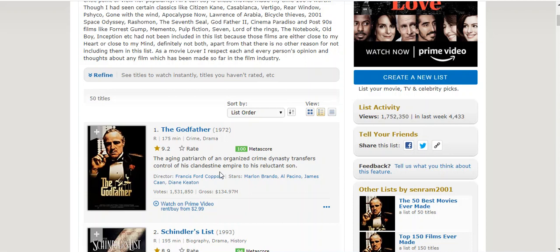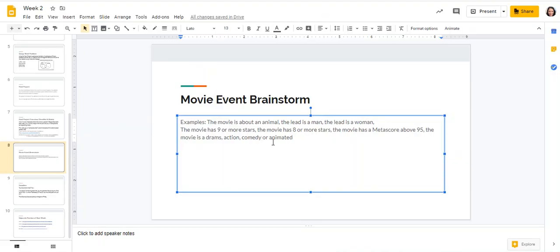You only need 2 events, but you don't want to have the same events as somebody else. So you want to make sure that you're thinking of something new. So here are some of the events we just talked about. And of course you can look up some other events too. You just don't want to make it too much work so that you would have to do too much research, because there are 50 movies that we're considering.